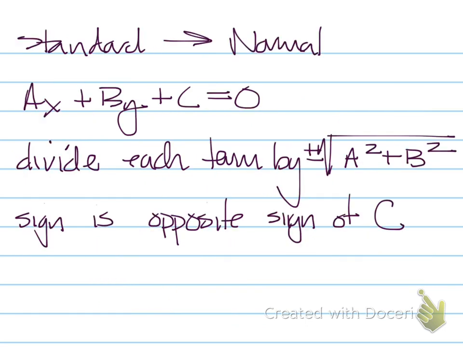To go from standard to normal form, you want to take the standard equation, ax plus by plus c equals 0, and then you're going to divide each term by plus or minus the square root of a squared plus b squared, where the sign is the opposite sign of c in your standard equation.